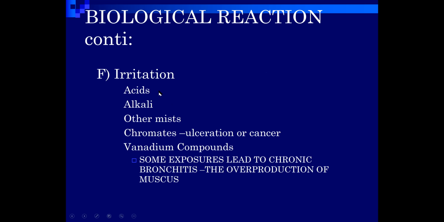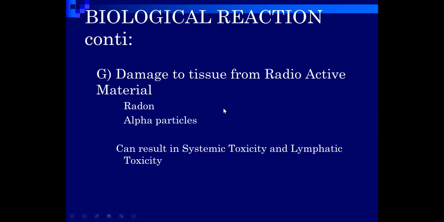Irritants, anything that's caustic, acids or alkalis. Acids, of course, are low pH materials. Alkalis are high pH or bases. Other mists have irritant effects, like chromates. Certain chromates, hexavalent chrome, also is a known human carcinogen, so it has a different exposure limit than the other ones. And then, as I mentioned earlier, the vanadium compounds, which can produce that overproduction of mucus.